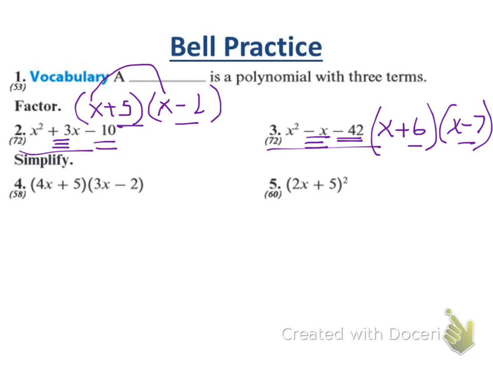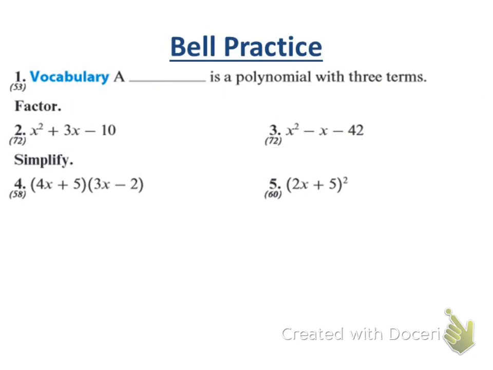So these trinomials where the leading coefficient is 1 are really simple to factor. Okay? We want those kind. But what we're doing in 4 and 5 is multiplying things together. And we're not going to get 1x squared when we multiply these together, are we? No. What are we going to get? 12x squared. We're going to get 12x squared.